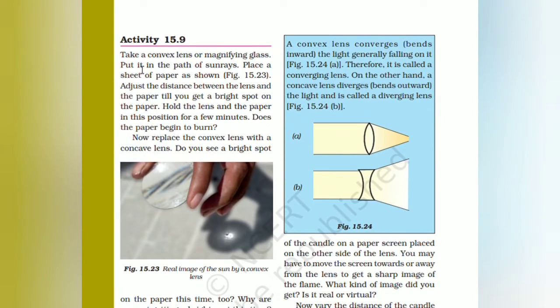That is, take a convex lens or a magnifying glass. Put it in the path of sun rays. Place a sheet of paper. Adjust the distance between the lens and the paper till you get a bright spot on the paper. Hold the lens and the paper in that position for a few minutes. Now replace the convex lens with a concave lens.